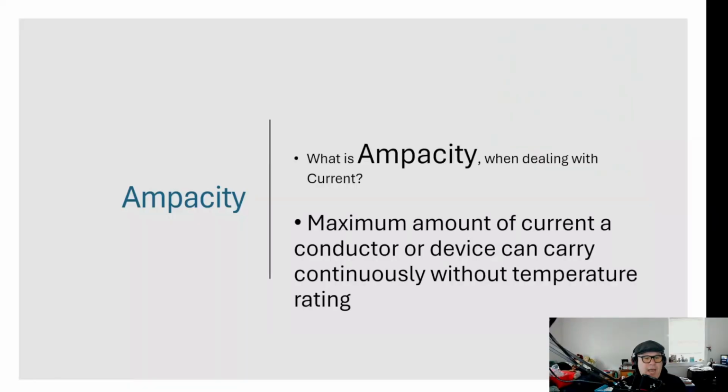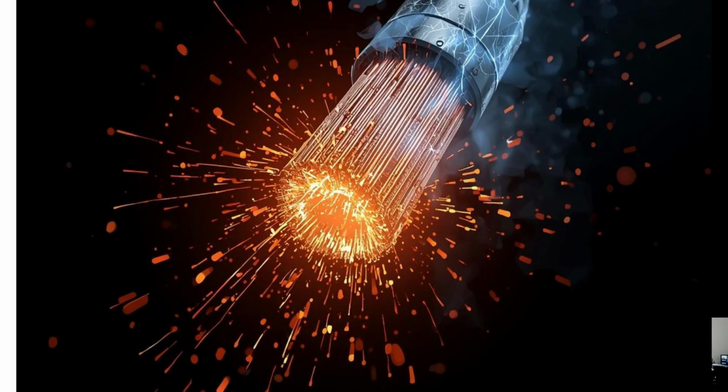So let's talk about ampacity. Ooh, there we go. Ampacity. What is it? Well, it's right there. Maximum amount of current a conductor or device can carry continuously without exceeding its temperature rating.